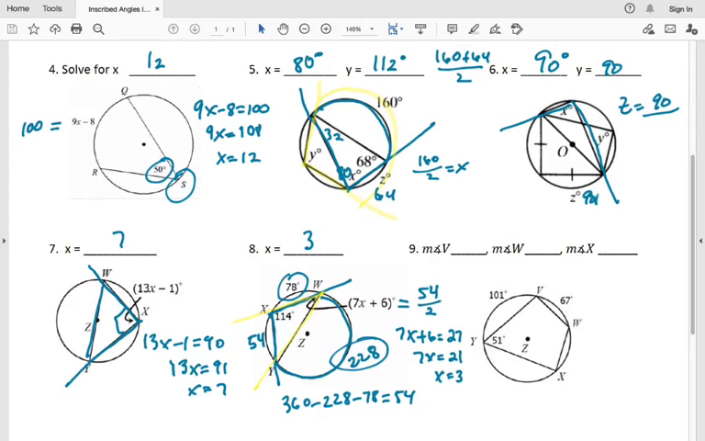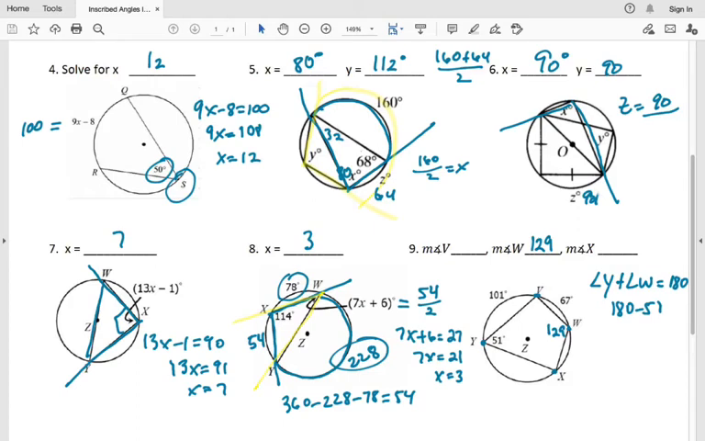All right, on number 9, because I have a quadrilateral and I see that all of the vertices are drawn where they're actually touching the circle, that means opposite angles have to be supplementary. So angle y plus angle w has to equal 180. So I'm going to do 180 minus 51 to get angle w. And that tells me it's 129. So this is 129.